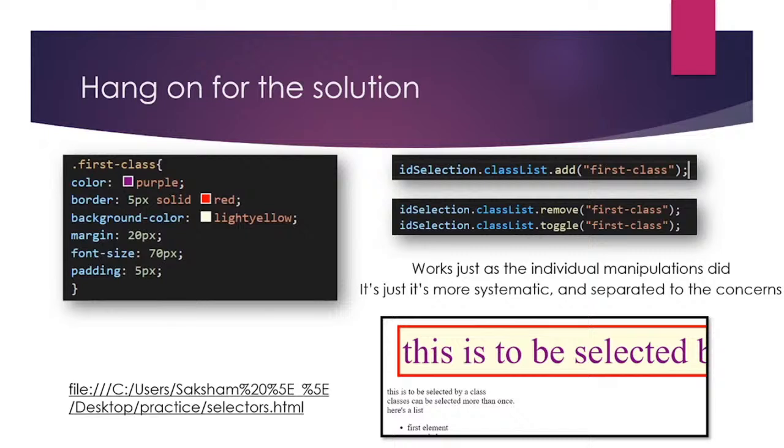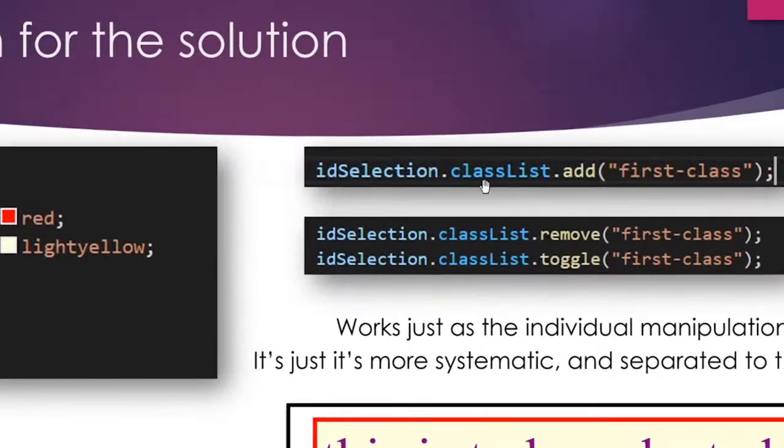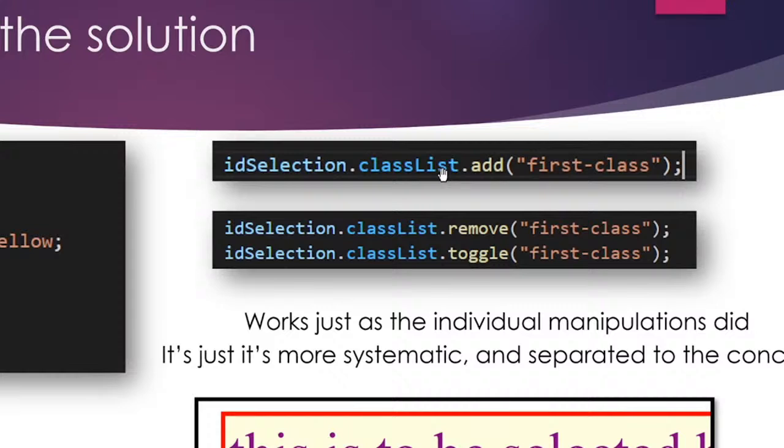So there is a solution for both of the problems. In the CSS file we're going to add a class named first class, and in that class we're going to specify all the properties that we want on the selected div, and after selecting it we're going to add this to our idSelection. So idSelection.classList suggests whatever the class list we have, and inside it there is this method add to add this first class.